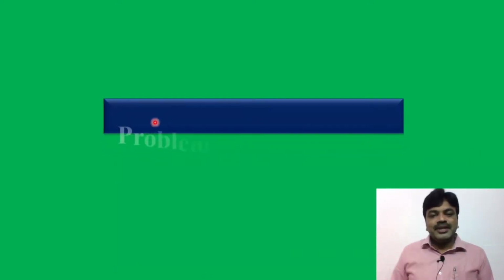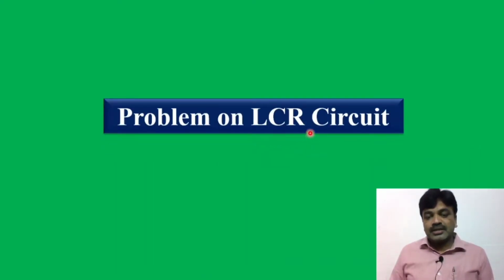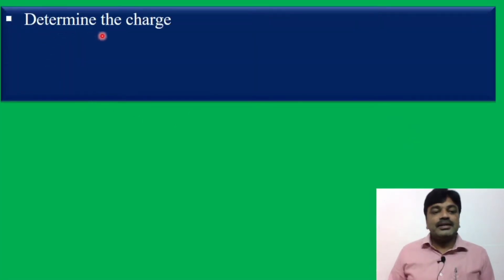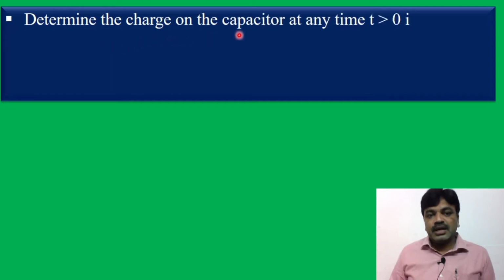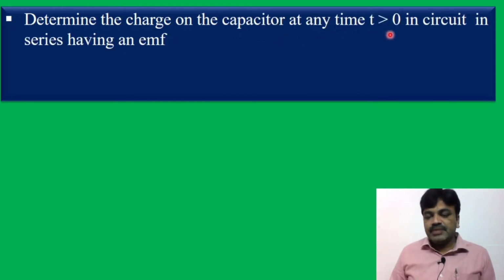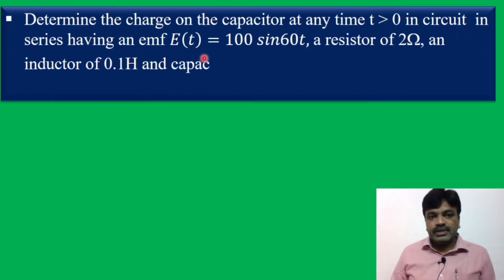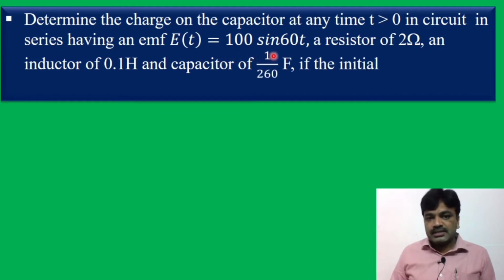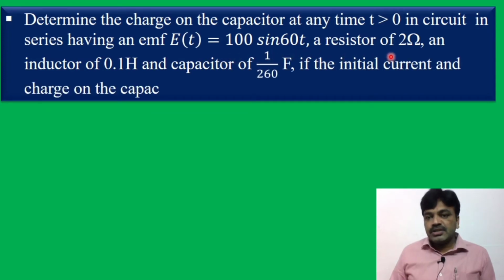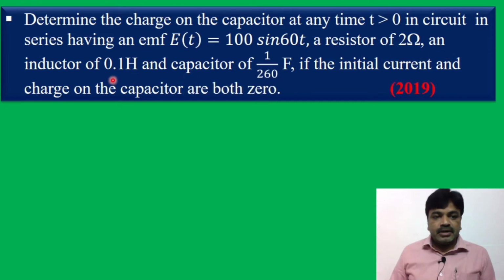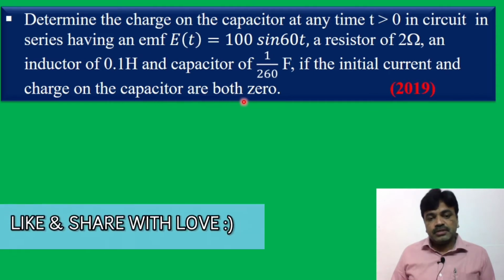Today, we discuss problems on LCR circuit. Let us see the problem. Determine the charge on the capacitor at any time t greater than 0 in a circuit in series having an EMF E(t) equal to 100 sin 60t, a resistor of 2 ohms, an inductor of 0.1 Henry and a capacitor of 1/260 Farad, if the initial current and charge on the capacitor are both 0.